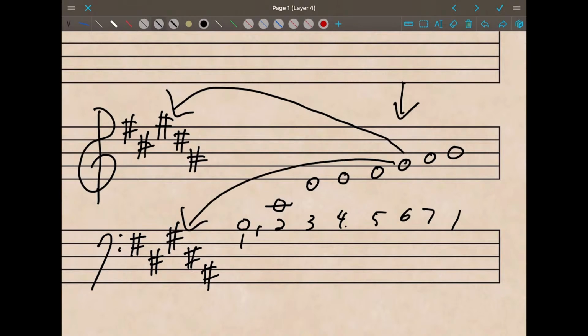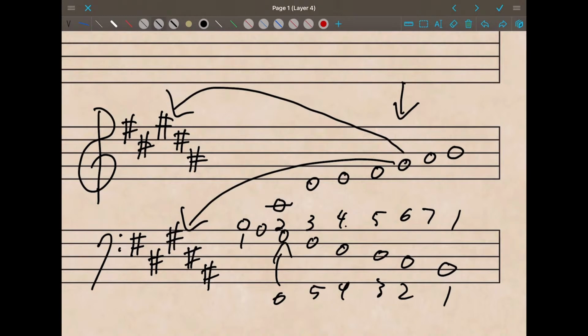Or if I was going down, A, G, F, E, D, C, B. 6th scale degree. Even though I went backwards this time, this is still number 6. Yes, down here: 6, 5, 4, 3, 2, 1.